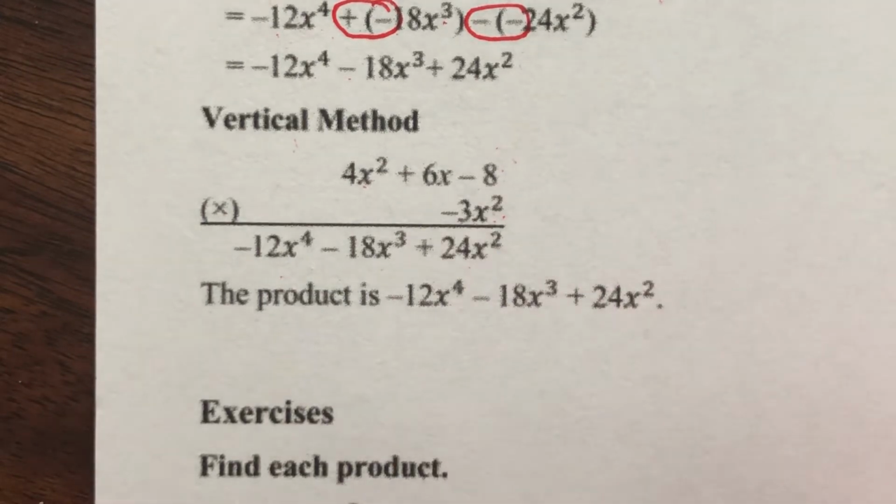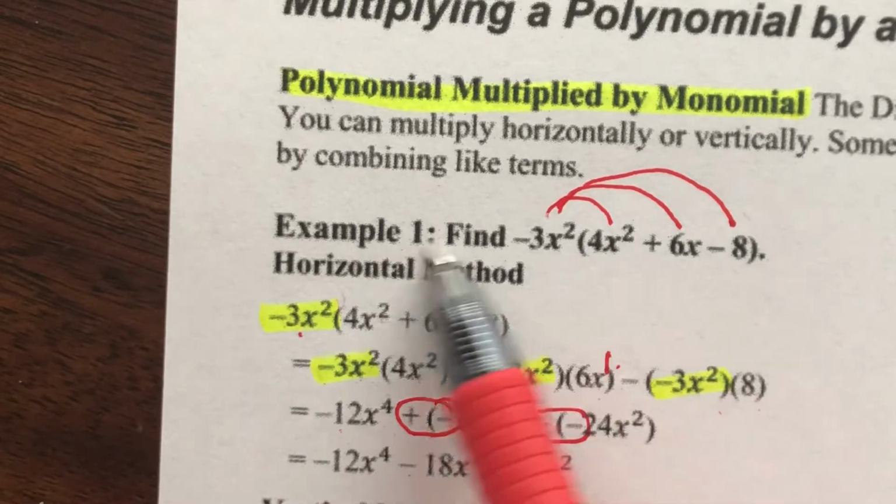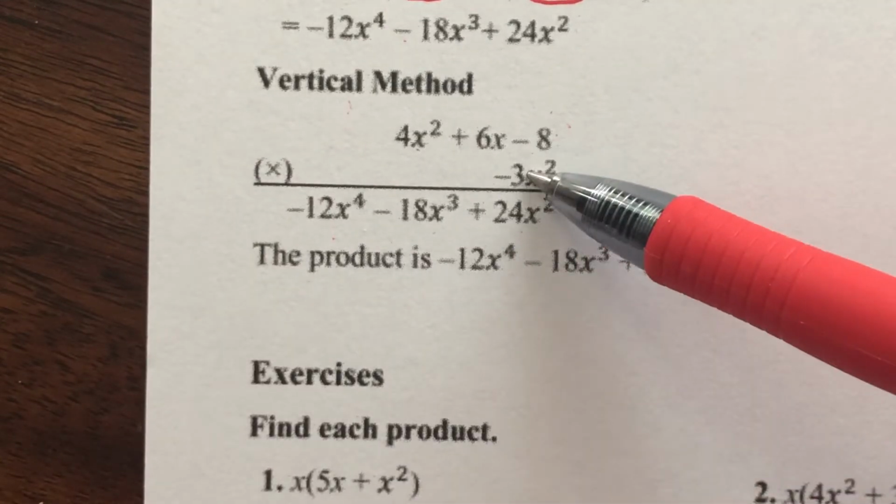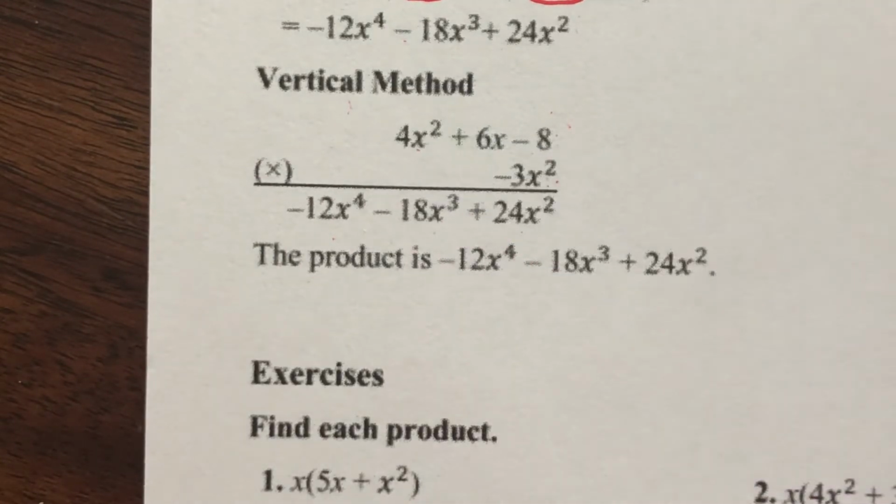I prefer this top way, but this is just me. I like distributive property. That's easy to me. This way I feel like it's easy to get mixed up with your signs. But if you like multiplying this way, then you go for it. That's as hard as this entire lesson gets. It's not any more difficult than that.